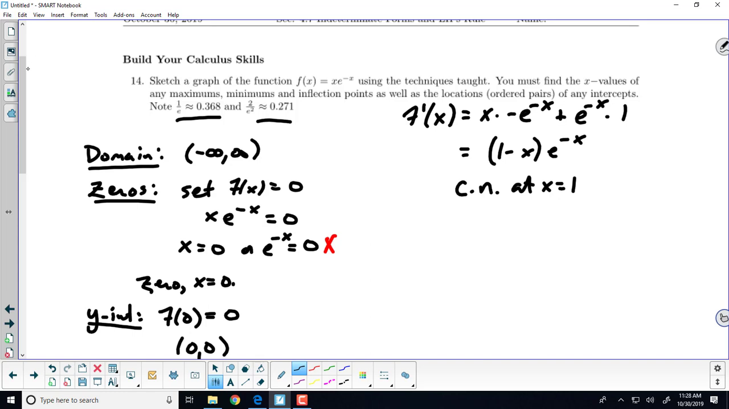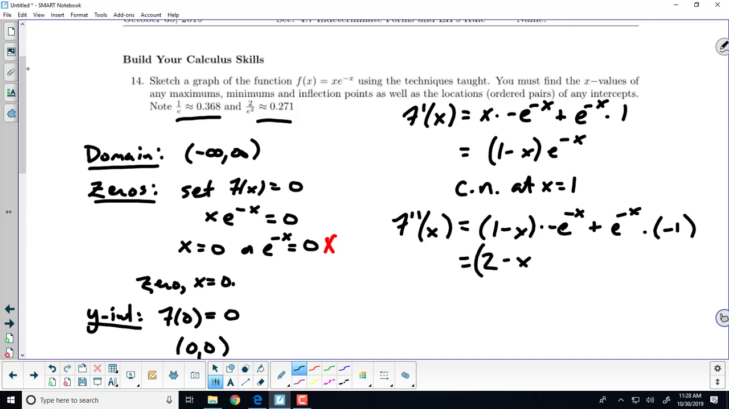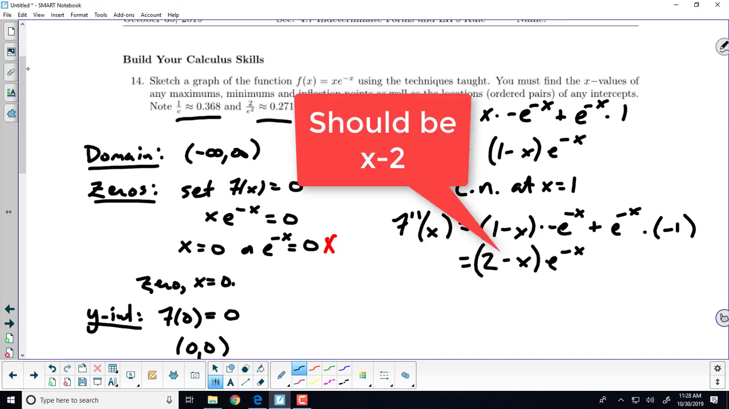Let's take the second derivative. I think I remember how this goes, but if you don't believe me, let's see here. Here's the first times the derivative of the second, plus the second times the derivative of the first. So we end up with (2 minus x) e to the minus x. So we've got a critical number at x equals 2.